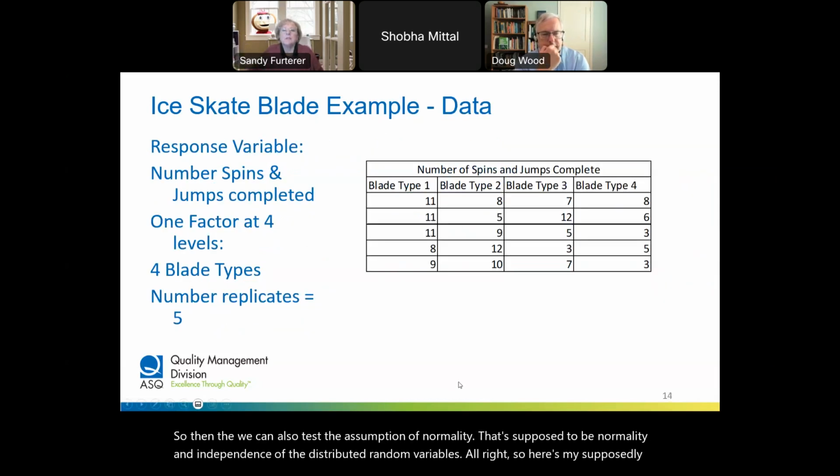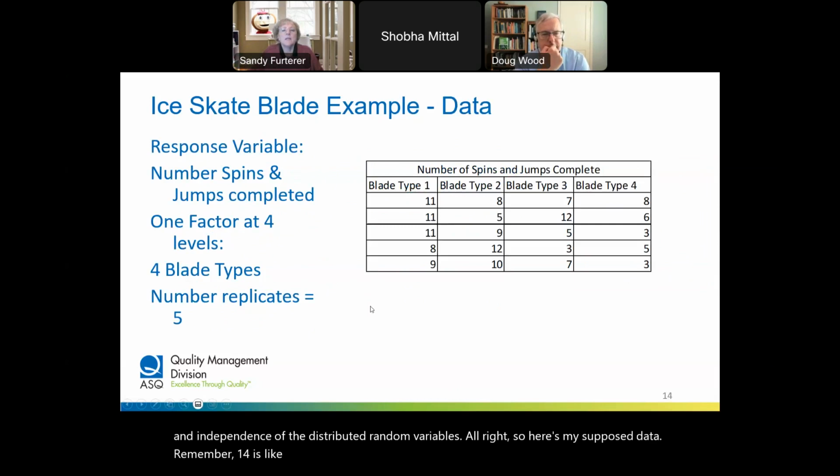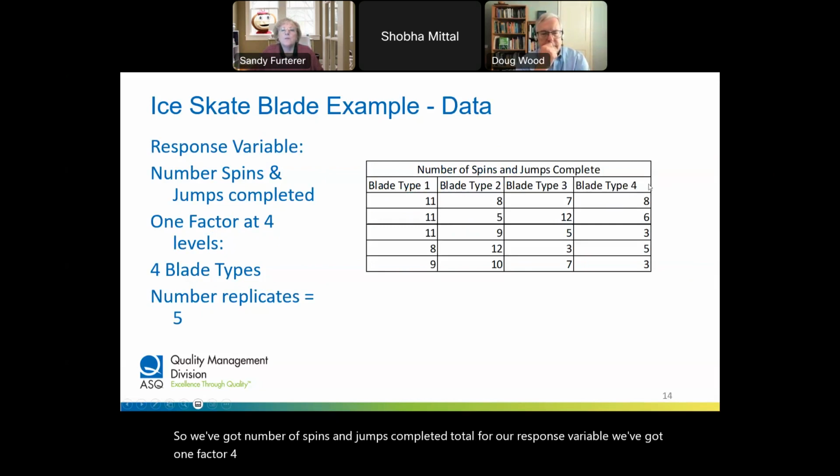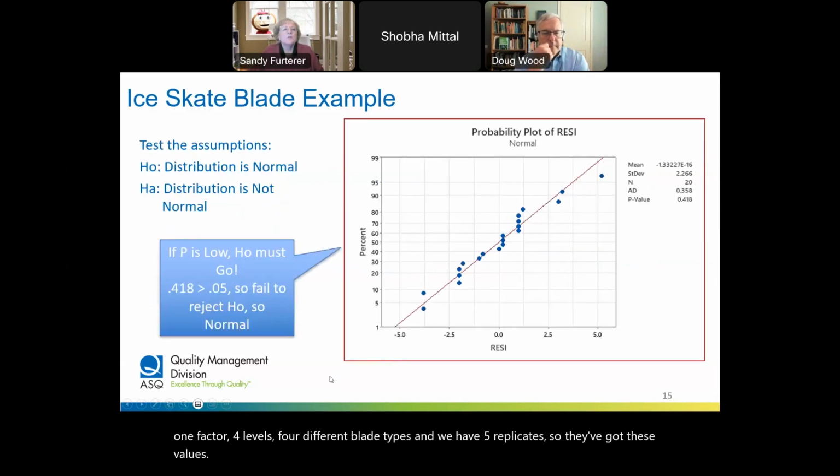Remember, 14 is like these world-class skaters. So we've got number of spins and jumps completed total for our response variable. We've got 1 factor, 4 levels, 4 different blade types, and we have 5 replicates. So we've got these values. So we first want to test our assumptions.